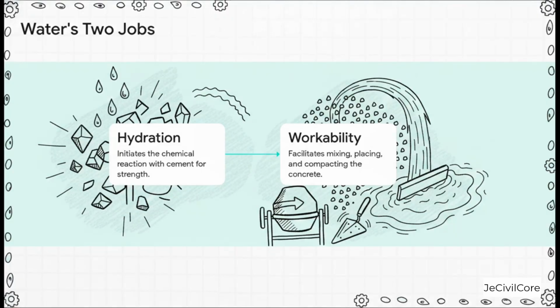So water really has 2 main jobs. The first one, and this is the most important, is hydration. This is a chemical reaction where the water and cement basically lock arms and create the bonds that give concrete all of its strength. The second job is to provide workability, making the mix fluid enough so we can actually pour it and compact it without any problems.